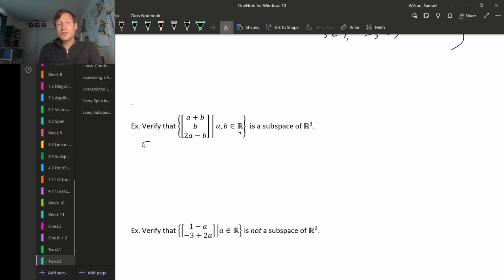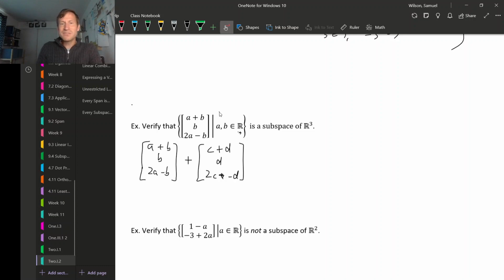Well, to check that it's closed under addition, we have to take two vectors in this collection. So here's one, (a plus b, b, 2a minus b). There's one vector in that collection. And then add another vector in this collection. Now, the constants are going to be different, so we can't write a and b again. We have to use different symbols: (c plus d, d, and then 2c minus d).